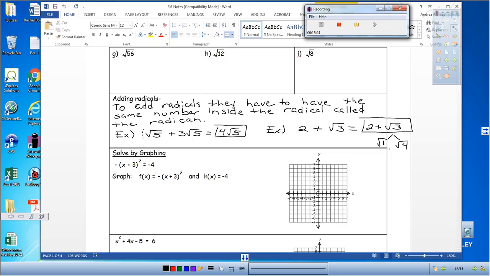Yes? Can't hear what you're saying. Because that would be multiplying by this. 2 times the square root of 3 would be 2 radical 3, which is way different. Because 2 times about 1 point something is way different than the actual value.